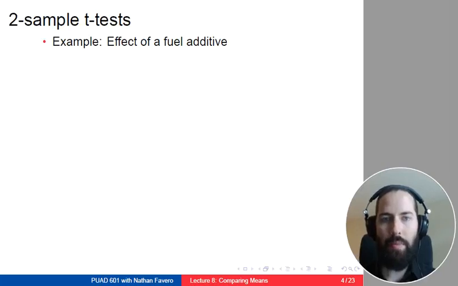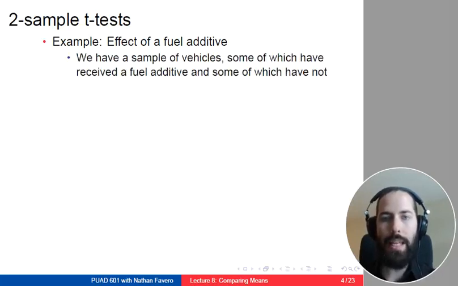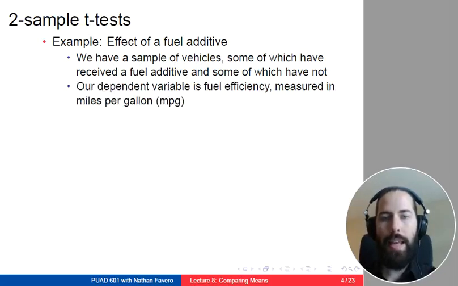This example comes from the STATA manual, and it gives a good illustration of how we might think about looking for a difference in means. We're going to be thinking about the effect of a fuel additive on cars. The data has been collected from a sample of vehicles, some of which have received the fuel additive in their gas, and some of which have not. These vehicles have been driven around and their gas mileage measured. That gas mileage is going to be our main dependent variable.